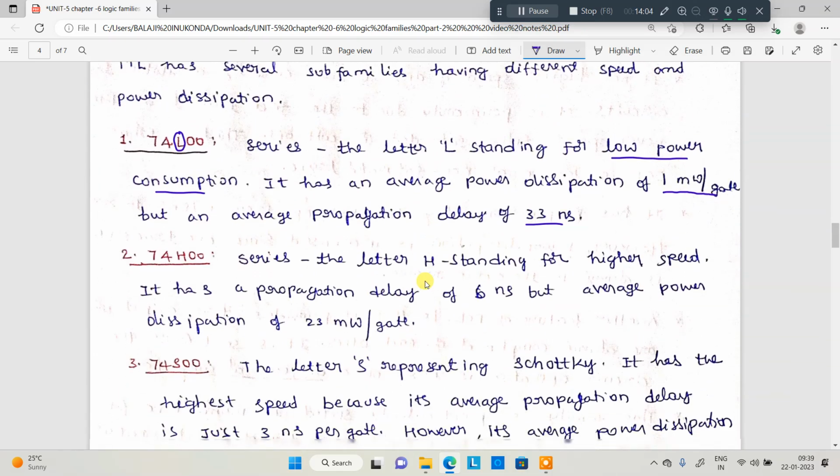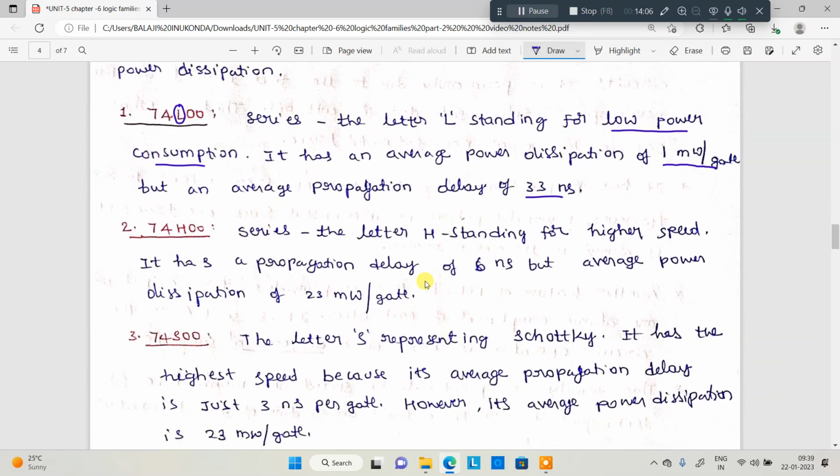Next one, 74H00. Here H stands for high speed. It is about 6 nanoseconds. Here it was 33 nanoseconds, but here, with high speed, it is 6 nanoseconds. But there was 1 milliwatt per gate power dissipation before. The drawback here is that the average power dissipation is 23 milliwatt per gate. Okay, that is the drawback.